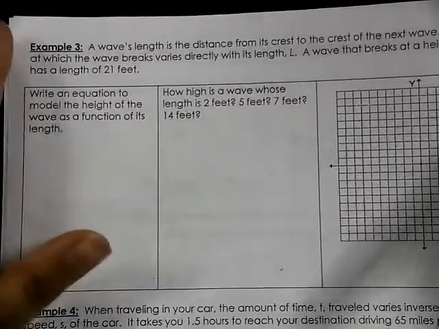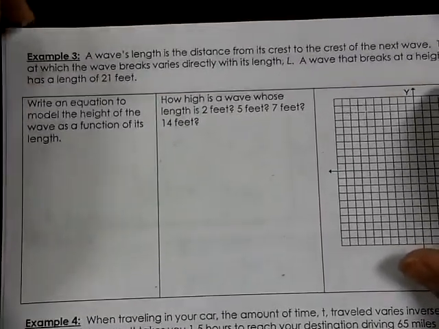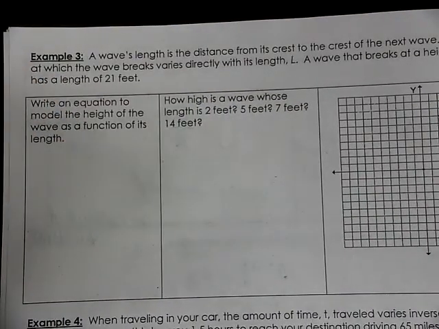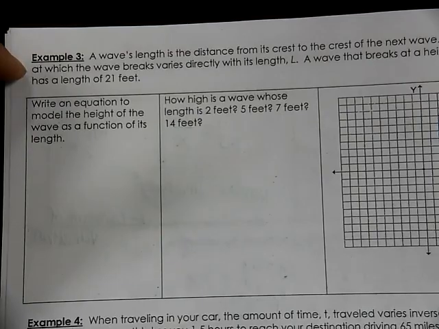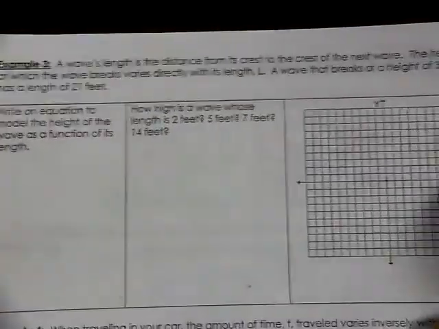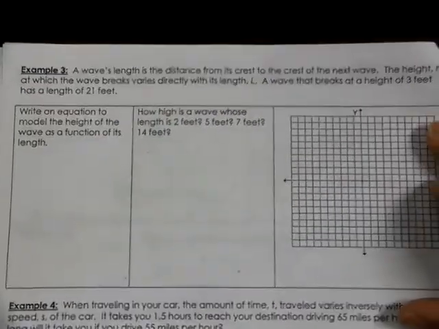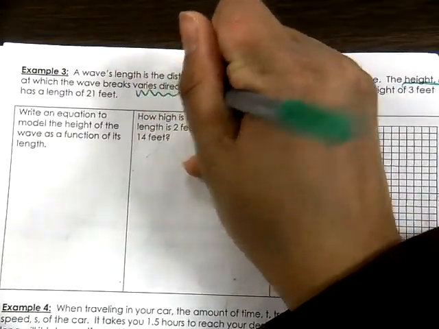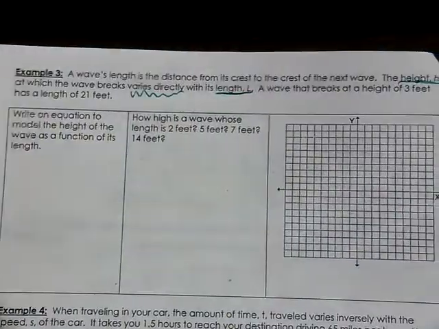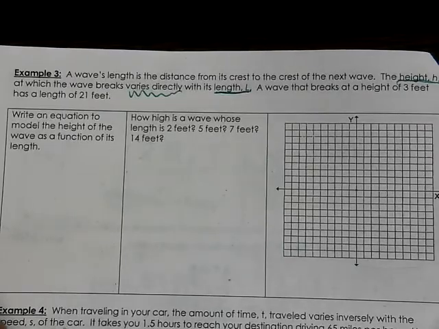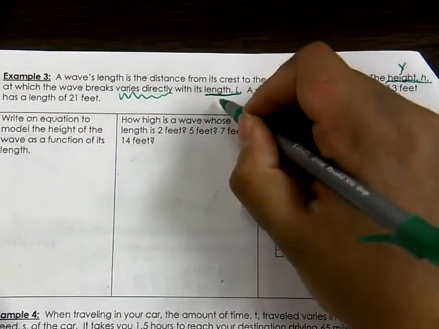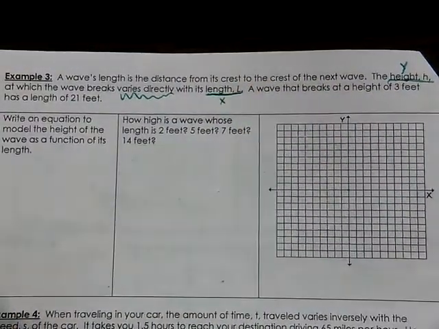Okay, so the next one here is another varies directly. It says a wave's length is the distance from its crest to the crest of the next wave, and the height h at which the wave breaks varies directly with its length. So you want to look out for that sentence where it says the height h, there's the first variable they mentioned, at which the wave breaks varies directly with the length. The order of those variables does matter, because the first one that they mentioned before the word varies directly is always your y, and the second one is always your x.